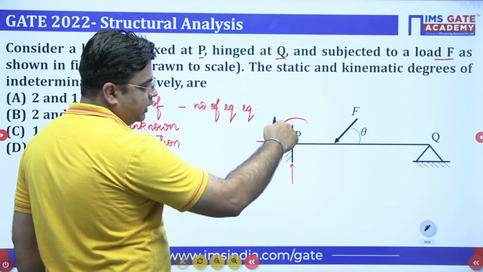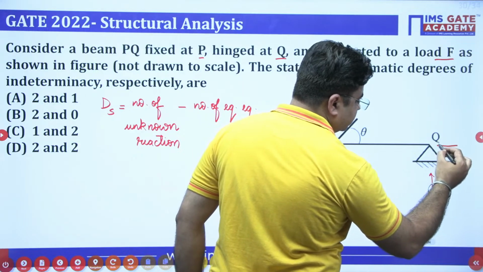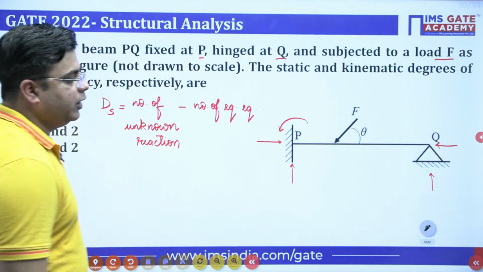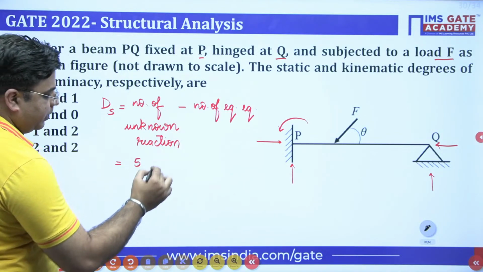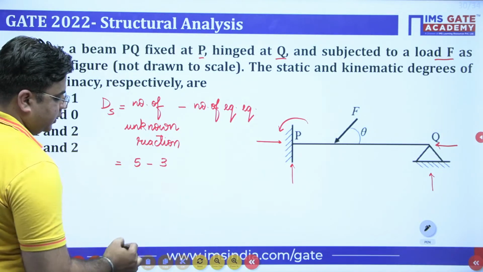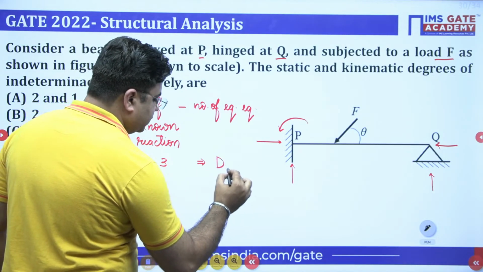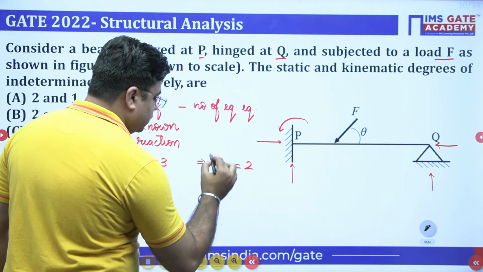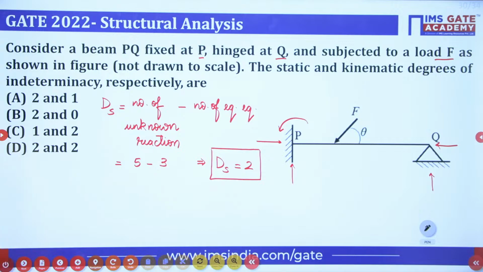Vertical, horizontal and moment. This is the hinge support, so 2 unknown reactions. So the total number of unknown reactions is 5. Then the number of equilibrium equations is 3. So the degree of static indeterminacy ds for this beam comes out to be 2. This is your degree of static indeterminacy, which is 2, right?